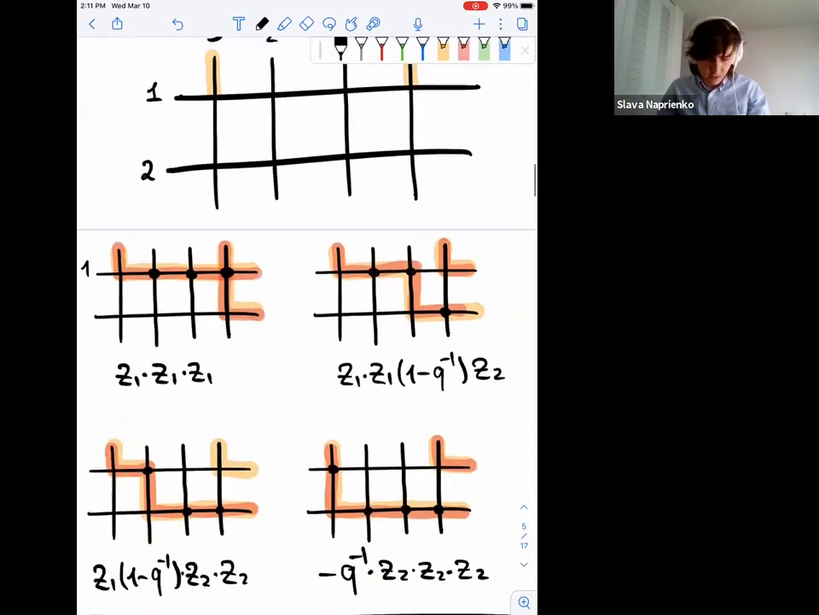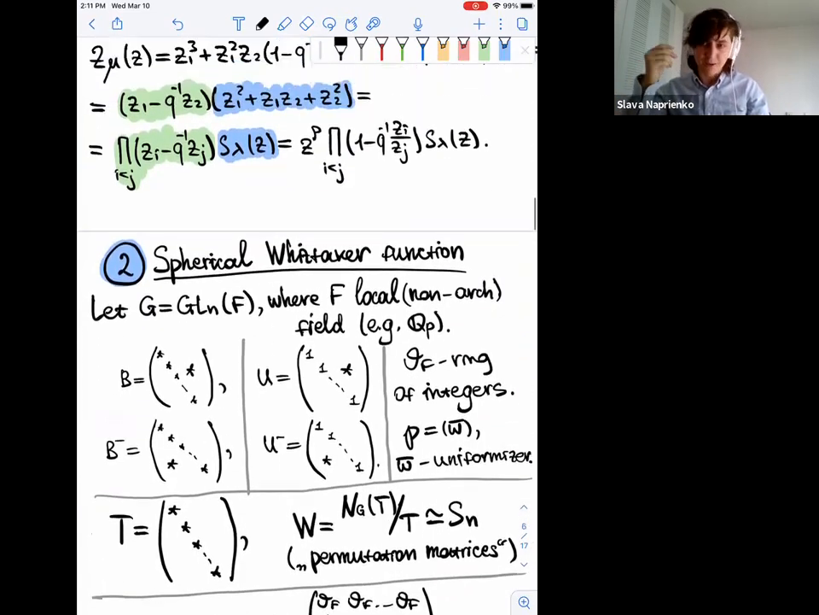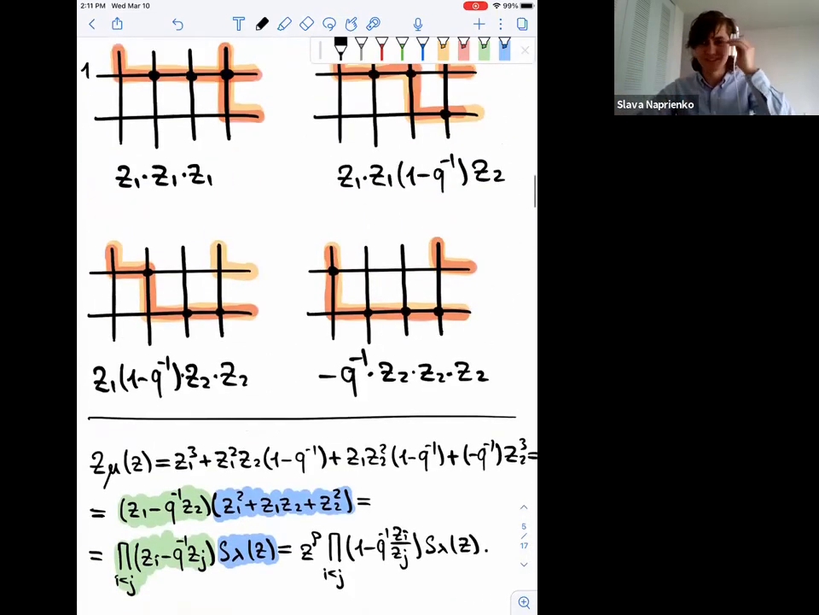So that's why I go to the second part of my talk. But before that, are there any questions about this fantastic model?